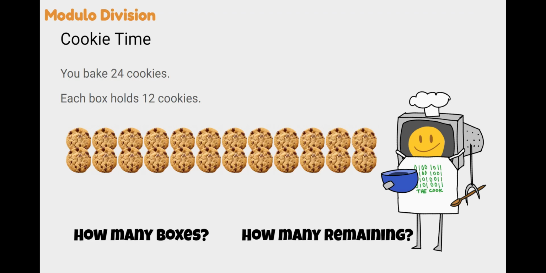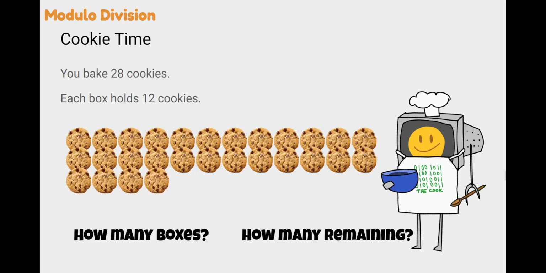So you bake 24 cookies. Each box holds 12 cookies. How many boxes will you have? And how many cookies will you have that don't fit in any boxes? Well, if you bake 24 and each box holds 12, you will have 2 boxes of cookies and nothing left over. That's perfect. You sell everything that you make.